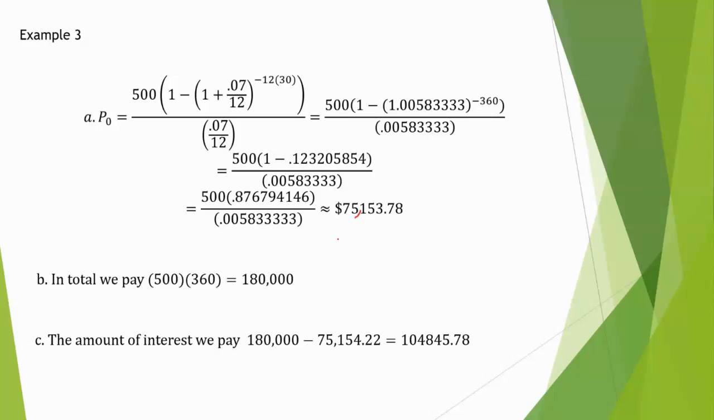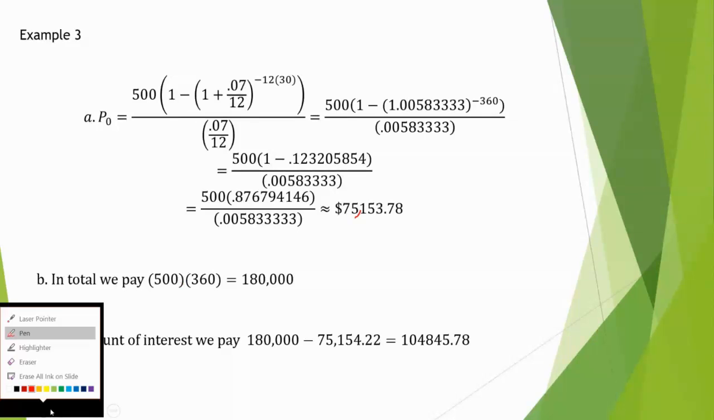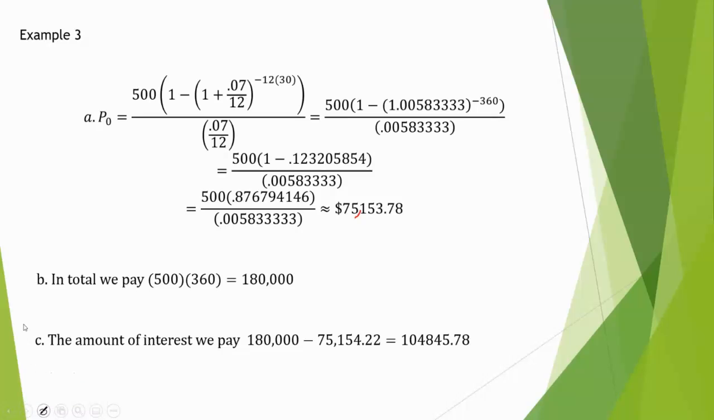Now, how much do we pay in total, though? Well, that's just like before as well. We're spending $500 per month, and this is going on for 30 years, at 12 months per year. 12 months per year times 30 years is 360 months. So 500 times 360 is $180,000.